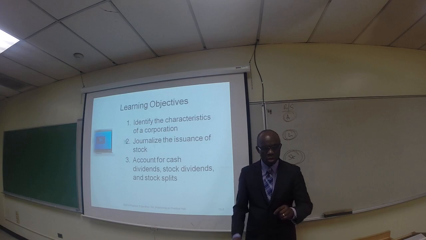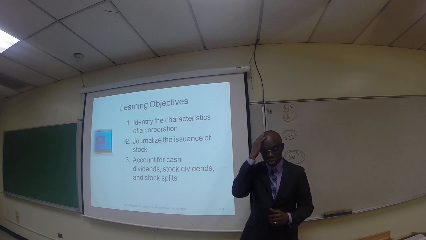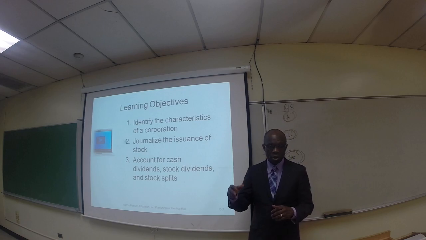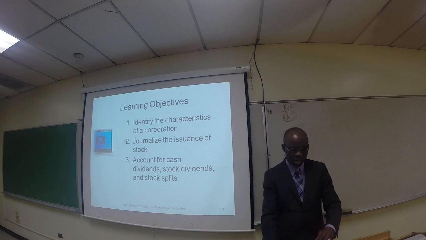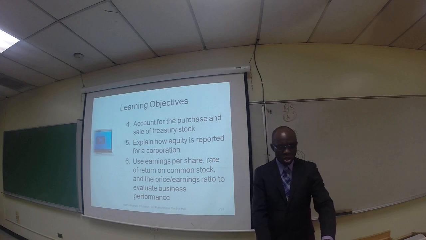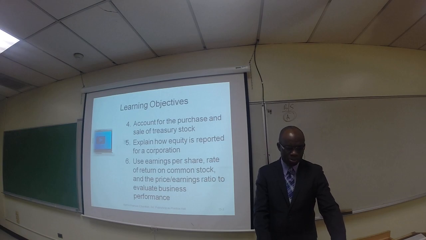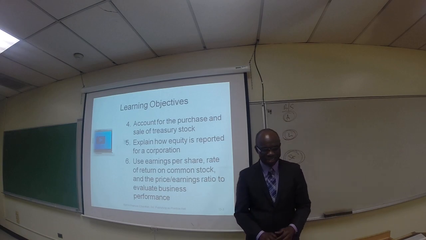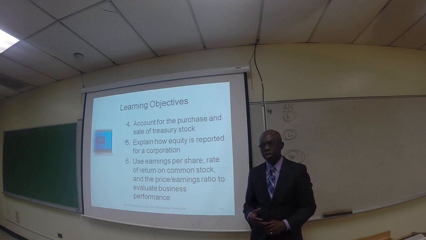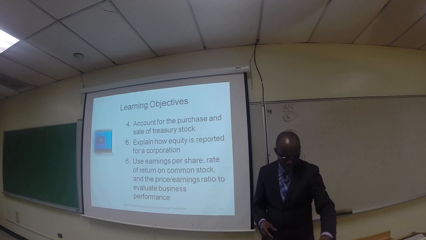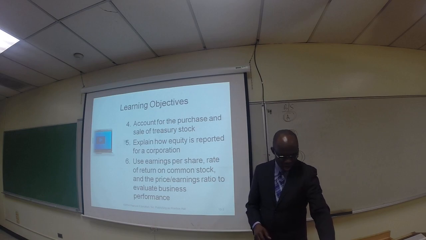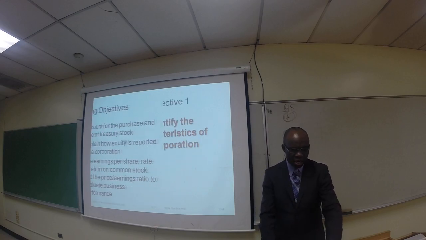We are going to identify the characteristics of the corporation. We are going to learn how to journalize the issue of stock. We are going to talk about how to account for cash dividends and stock splits. Then we are going to talk about how to account for purchases and sales of treasury stock, explain how equity is reported for a corporation, and then ultimately we talk about earnings per share, a performance measurement metric. So those are the learning objectives.